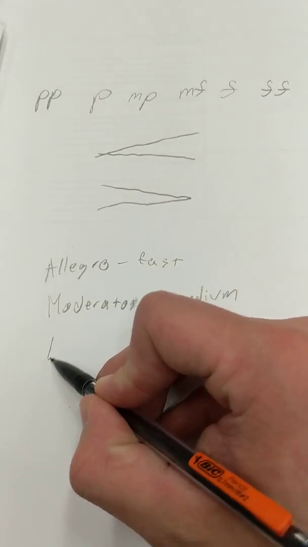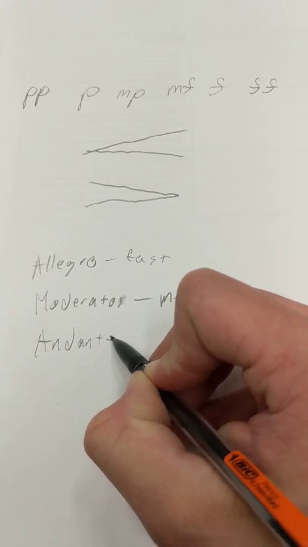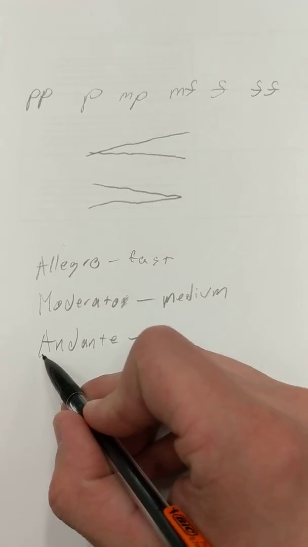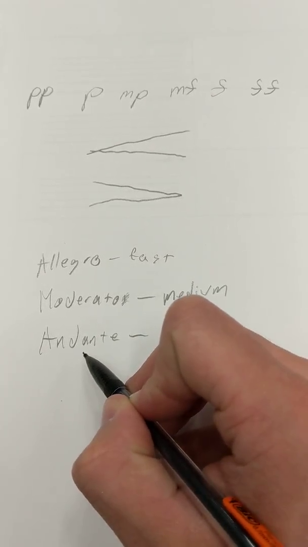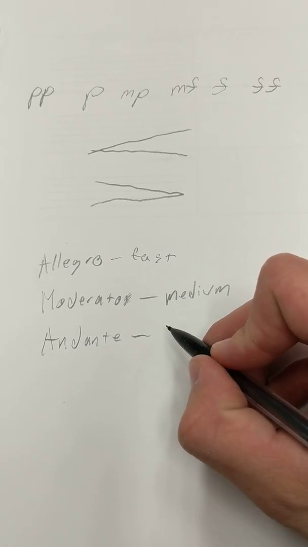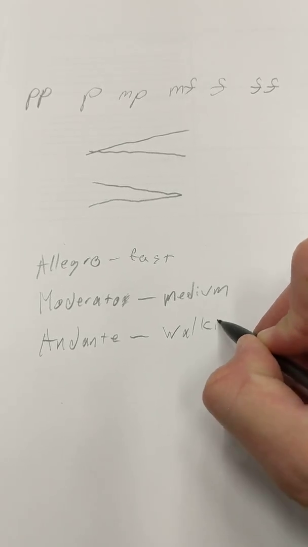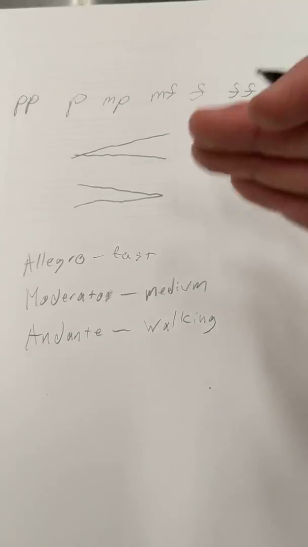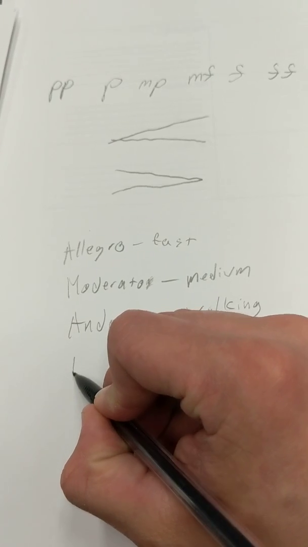The next one, this one's a little bit hard to remember, is andante. If you know Spanish, it's the same root word. Andante. And in Spanish, andar means to walk. So andante means about walking tempo. Right, so when you walk, it's about that speed.